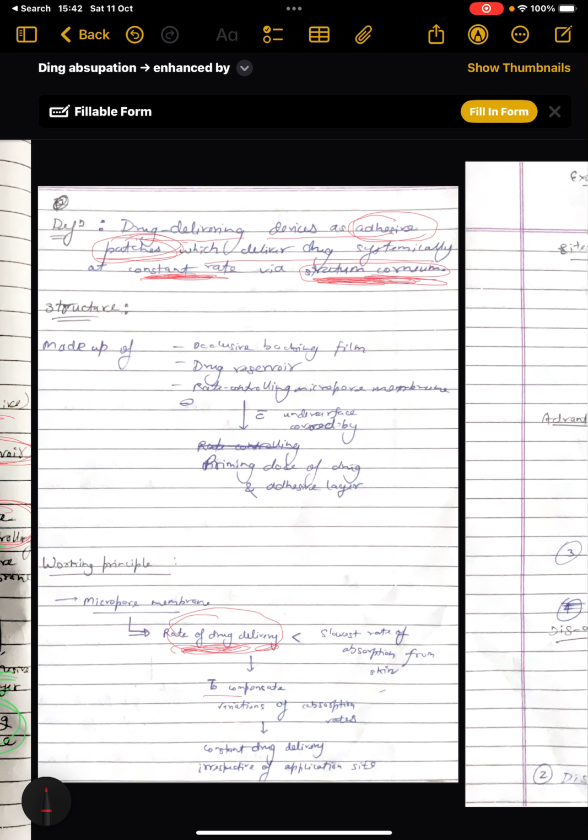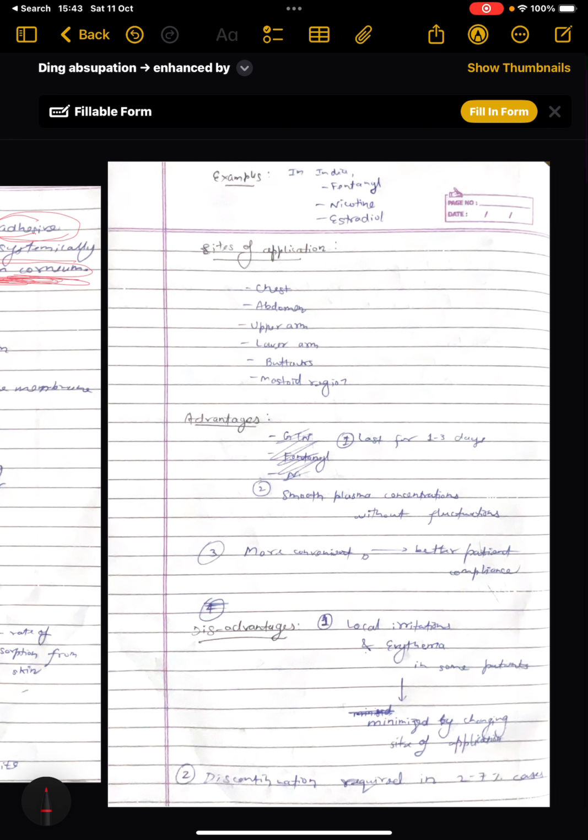So what happens is that this uniform rate compensates for the variations of absorption rates. So there is uniform rate of absorption due to the uniform rate of drug delivery, leading to the constant drug delivery irrespective of the site of application, because we know that site of application can be variable in this case. So I have written some sites of application here. These can be on the chest, the abdomen, the upper arm, the lower arm, the buttocks, and the mastoid region. These are the potential sites of application of these transdermal patches.